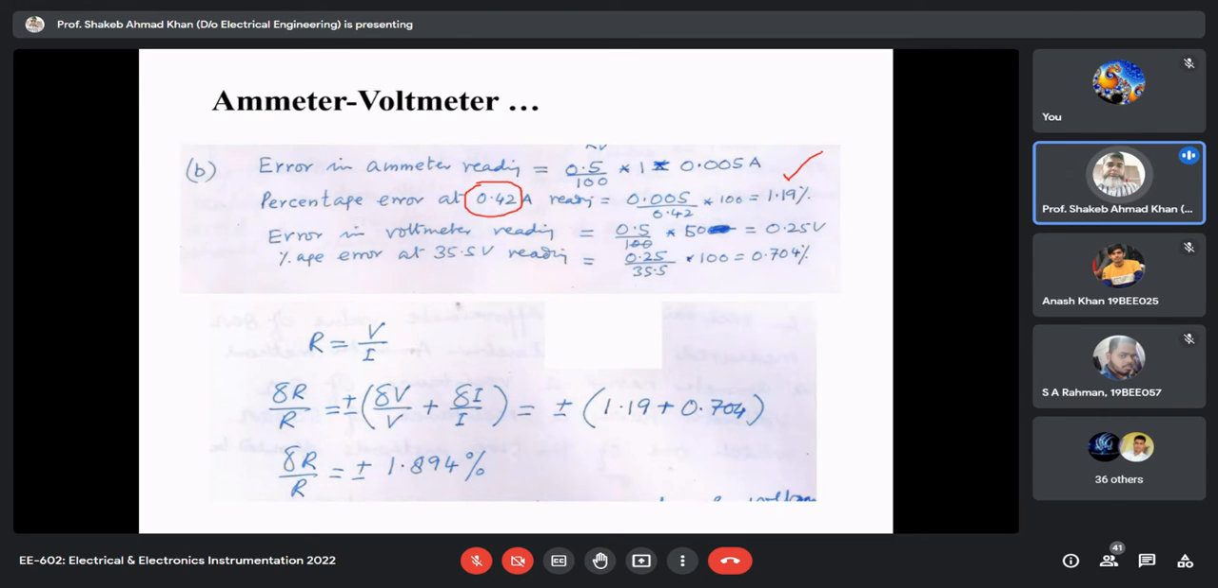If it would have been 0.5% of the true value, then at 0.42 ampere also the error would have been 0.5% only. But now you can see when error is indicated as a percentage of the full scale, when you take the lower reading, then this percentage will increase, although your absolute error will remain the same. So you're understanding what I'm trying to make you understand?